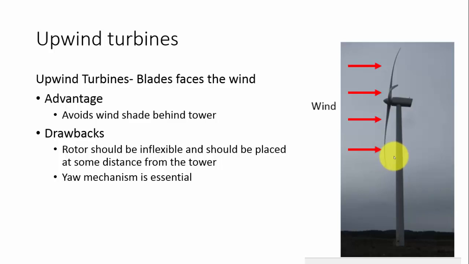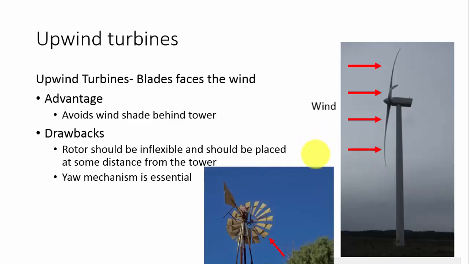And a yaw mechanism is essential. We have discussed the yaw mechanism in the previous videos. The yaw mechanism is the mechanism which is used to orient the turbine blades towards the direction of the wind. So if the wind is blowing from right to left, the turbine will turn towards the right hand side. So that is the yaw mechanism.